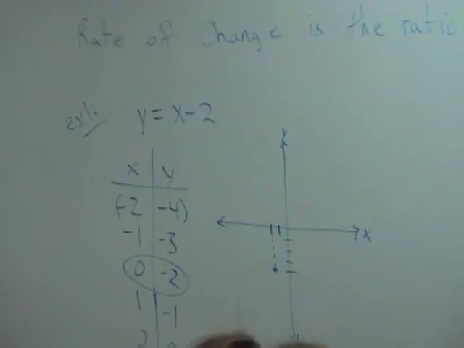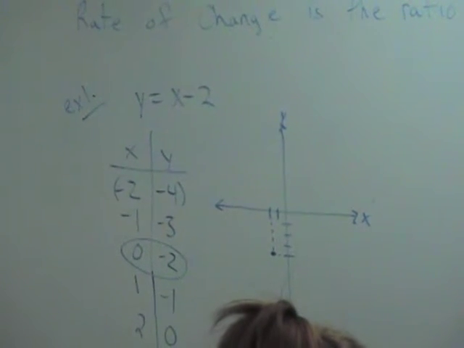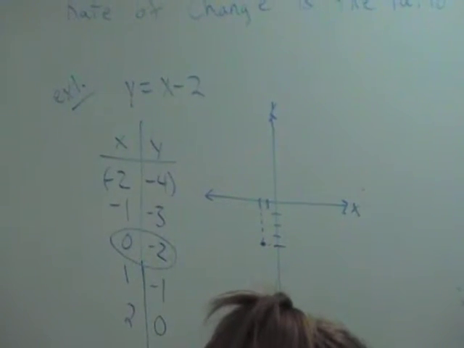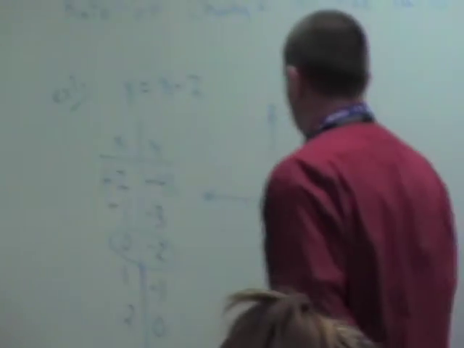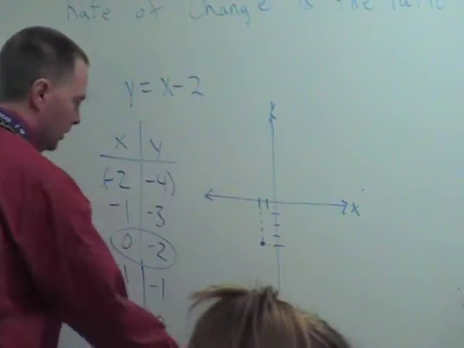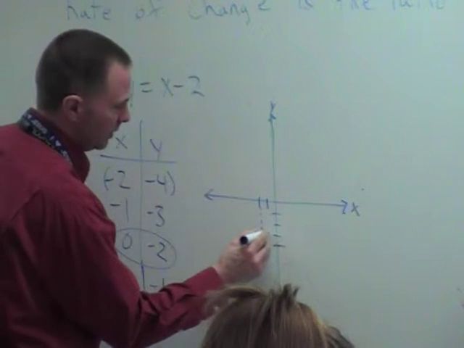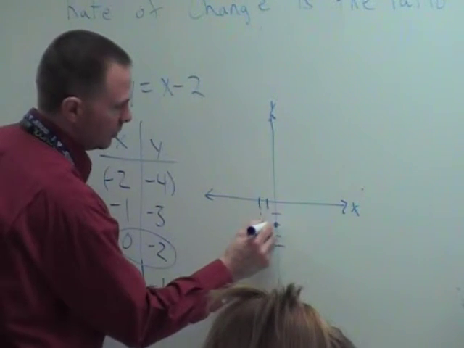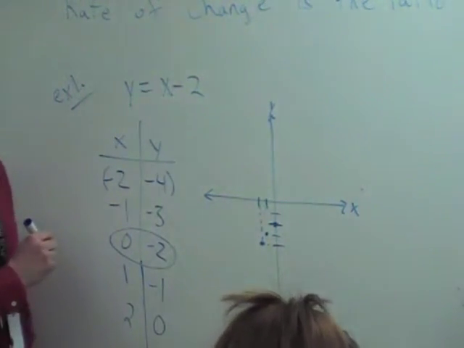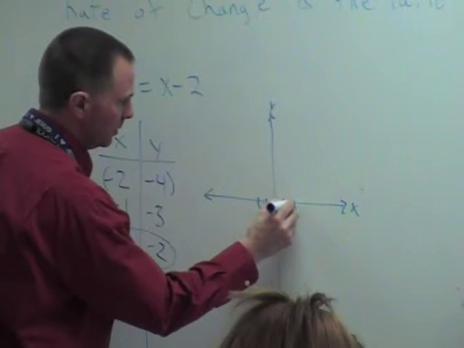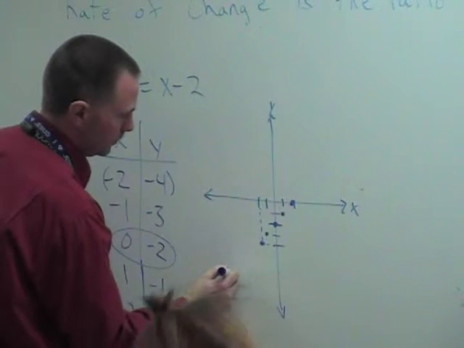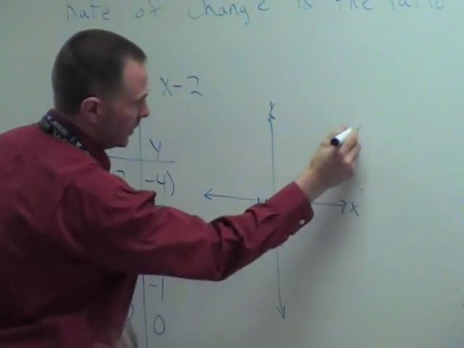So the reason we graph more than 2 points, you only need 2 points to make a straight line, but the reason we graph more than 2 points is just in case you made a mistake. -1, -3 is right here. 0, -2 is your y-intercept. 1, -1, and 2, 0. And that is the graph of your line.